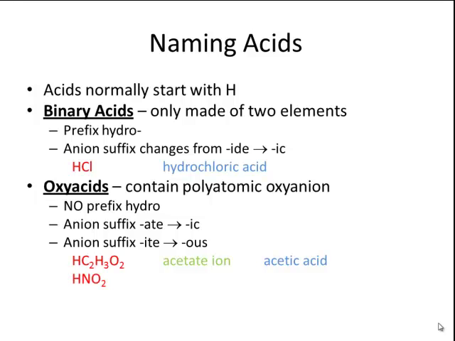Here's another example, which includes the polyatomic ion NO2. Now NO2 is called a nitrite ion. Because that ion ends with ite, we're going to change the ending to ous. So instead of nitrite, it's going to be called nitrous. So this is called nitrous acid.